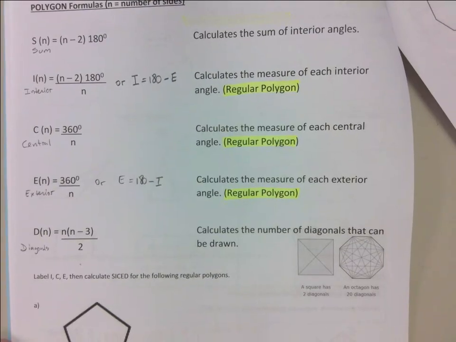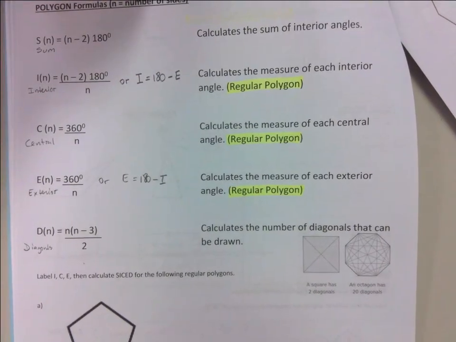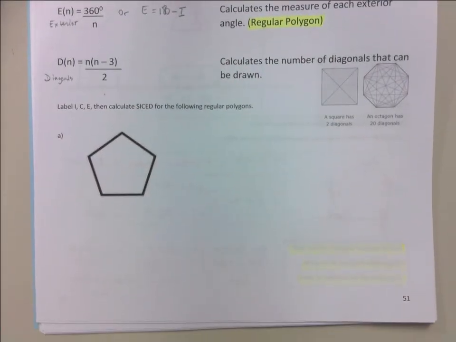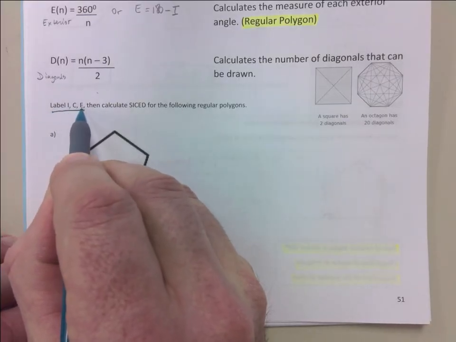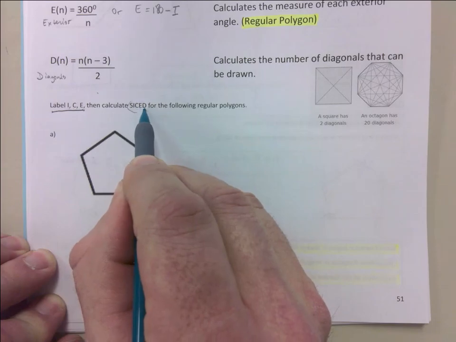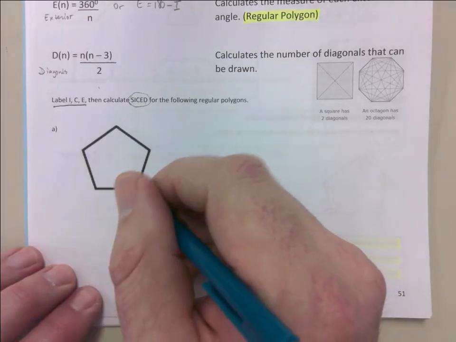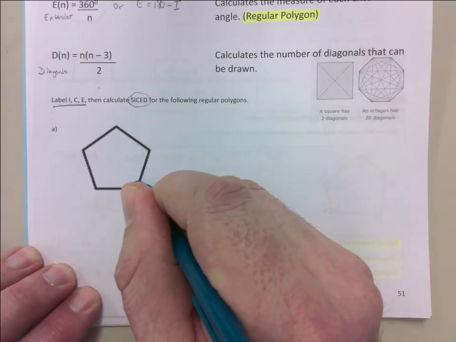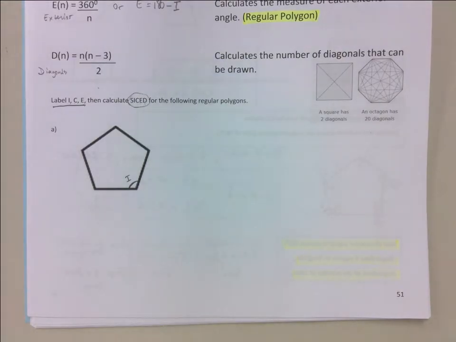Let's go and find ICE, okay? I want you to know where it is. You need to be able to identify it. Several exams have asked students to do so. So let's go to this pentagon down here. It says to label ICE, so the interior, central, and exterior angle, then calculate the sum, interior angle, central, exterior, and diagonals. We'll do this in a bit. If I asked you for an interior angle, all I would need you to do is make an arc at one location and put an I there. You've identified one interior angle. You know where the interior angle is.